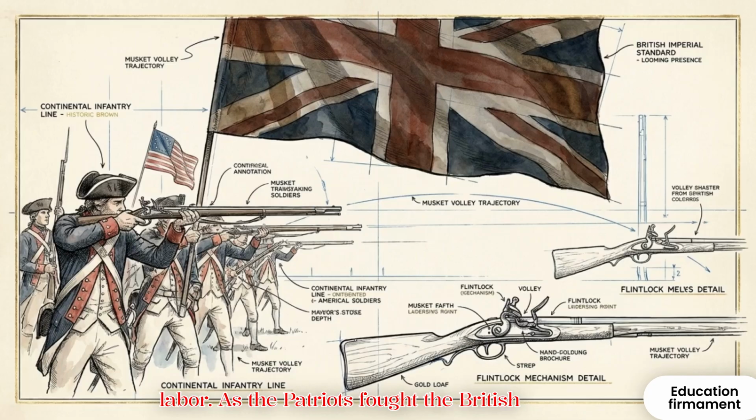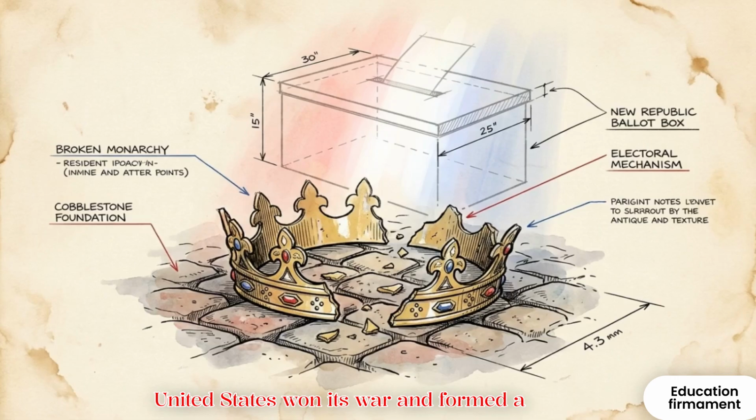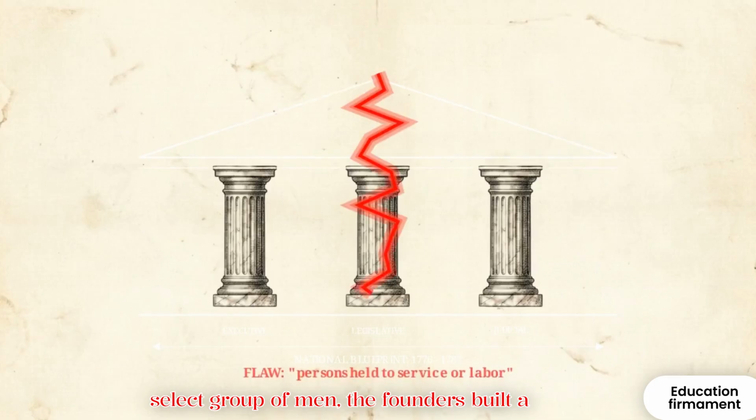As the Patriots fought the British for philosophical freedom, the British exploited this massive contradiction. Through Lord Dunmore's proclamation, the Crown offered actual emancipation to any enslaved person who fled to British lines. Thousands took the offer. The United States won its war and formed a democratic republic without a king. But by defining freedom exclusively for a select group of men, the founders built a structural flaw directly into the nation's design.